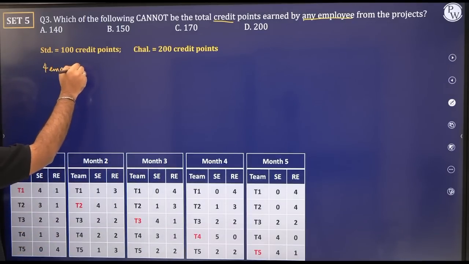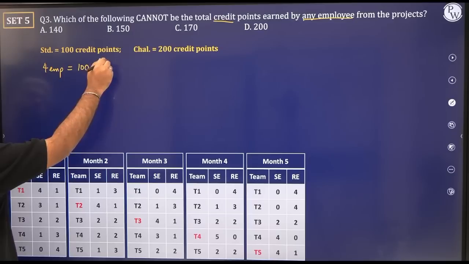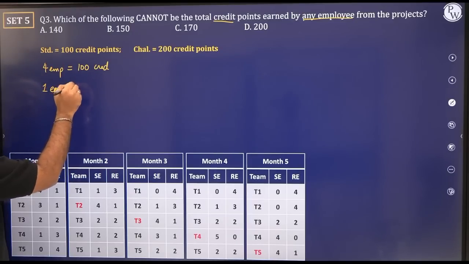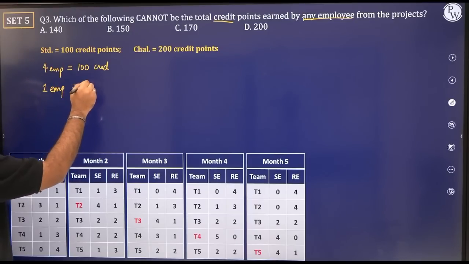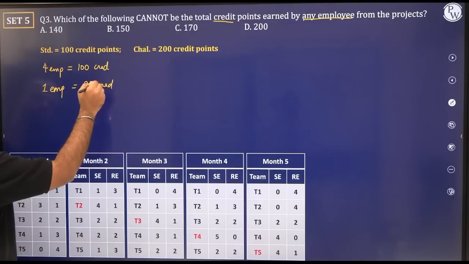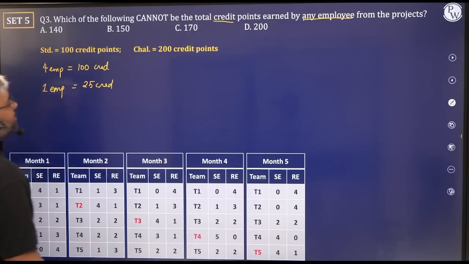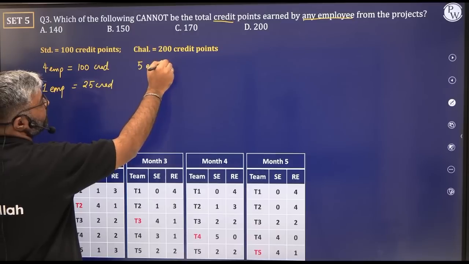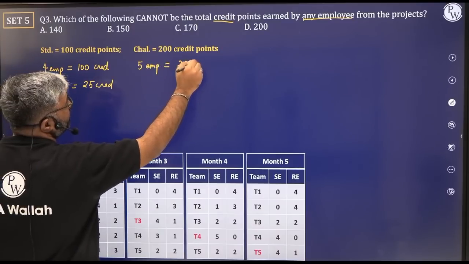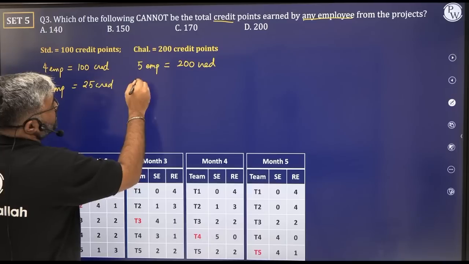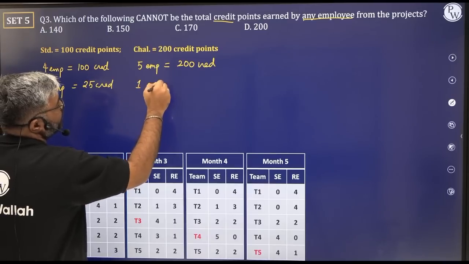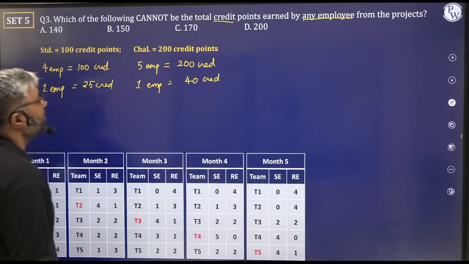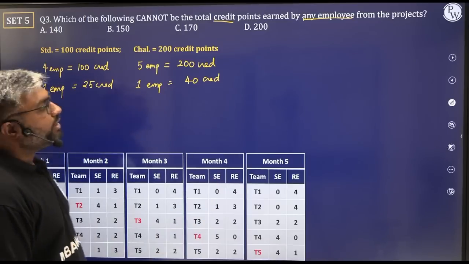So if 4 employees had 100 credit points, then each employee, one employee, will have what? 100 by 4, 25 credit points, right? How about here? Challenging mein we have 5 employees. We have to be very careful about this. 5 employees will have 200 credit points. That means each employee will have 200 by 5, 40 credit points. Yep. Now they are saying for any employee.